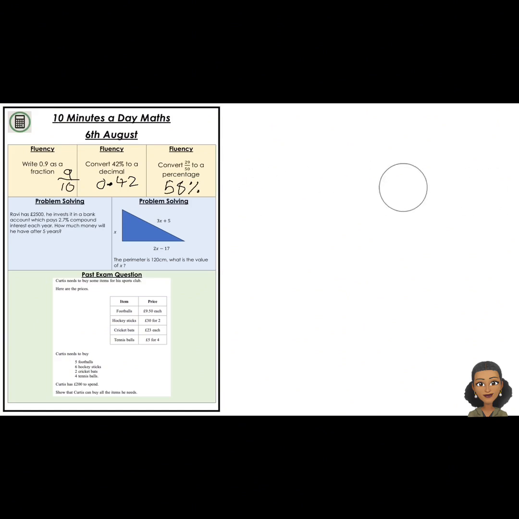Now, our next question is a problem solving. Ravi has £2,500. He invests it in a bank account which pays 2.7% compound interest each year. How much money will he have after 5 years? Now, compound interest is known as interest on interest. So that basically means if he earns 2.7%, that money's added on, and then in year 2, he's going to earn the 2.7% on the new money.